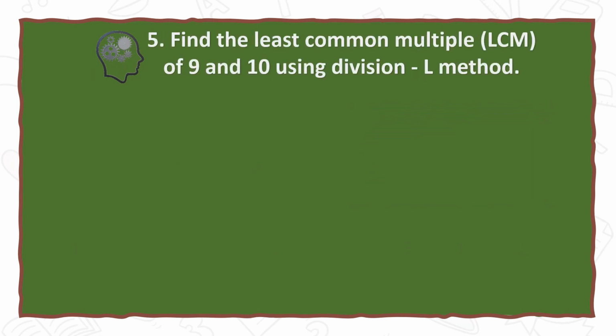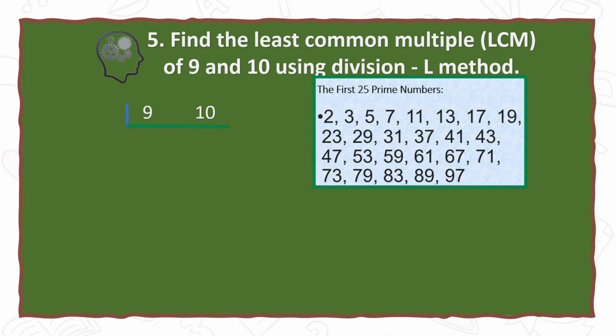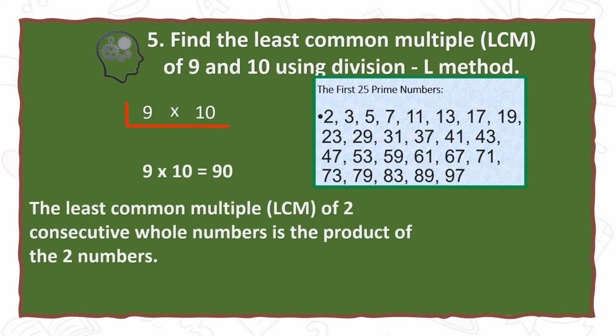Let's go to the fifth and final example. Let's find the least common multiple, or LCM, of 9 and 10 using division or L method. 9 and 10. Are 9 and 10 divisible by any prime number? Yes or no? No. So, just multiply 9 and 10, and the answer is 90. The least common multiple, or LCM, of two consecutive whole numbers is always the product of the two numbers.